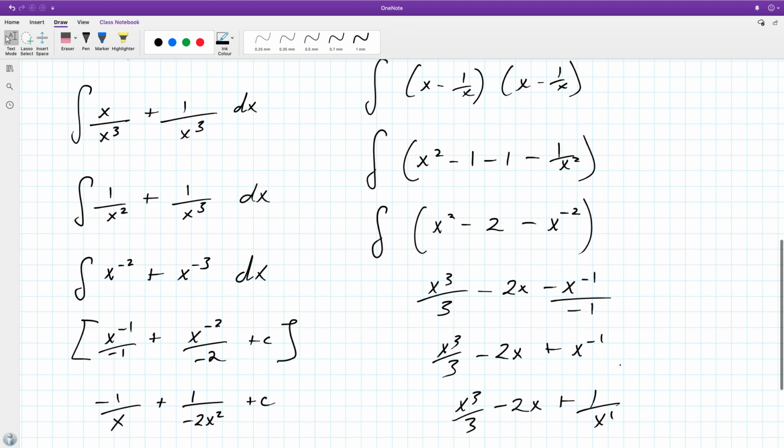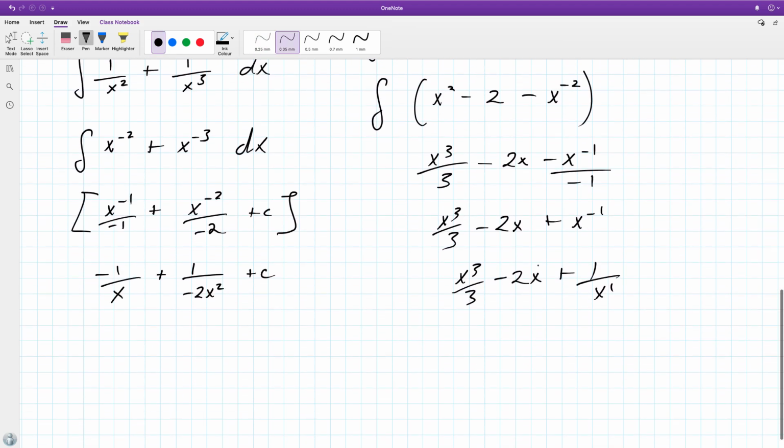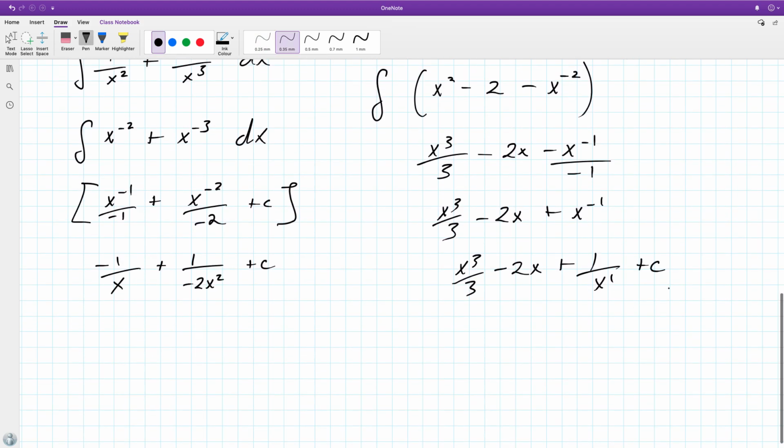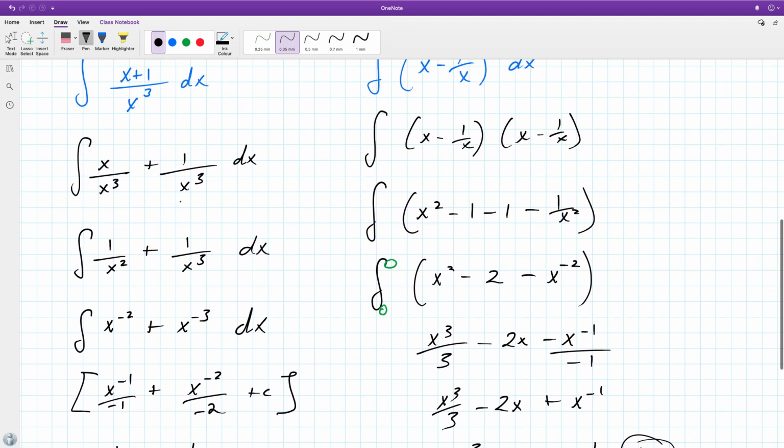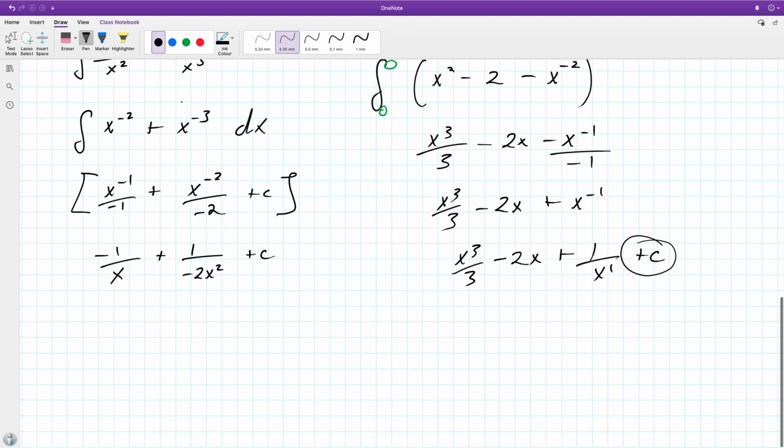Right, let's move on to definite integrals. Oops, obviously we'll have to add on a plus c. You get dropped 3 marks, by the way, guys, if you leave that out. Whenever there's no definite integrals, i.e. whenever there's no number up here or down here, you must add in plus c so we know what the constant is. It's known as the constant of integration.